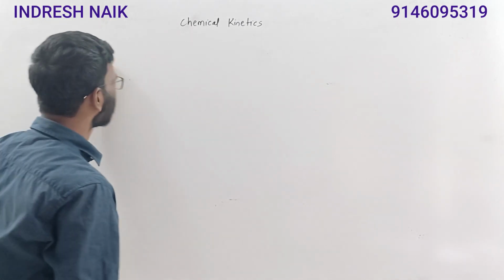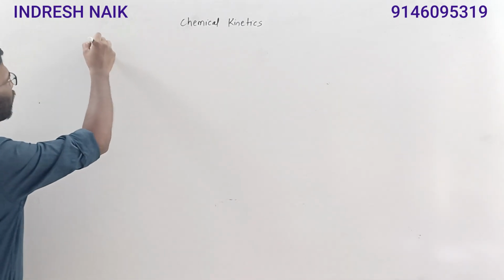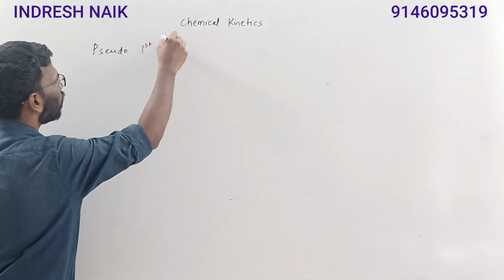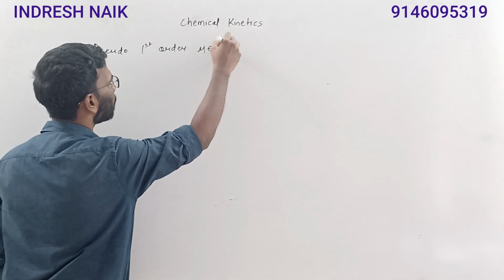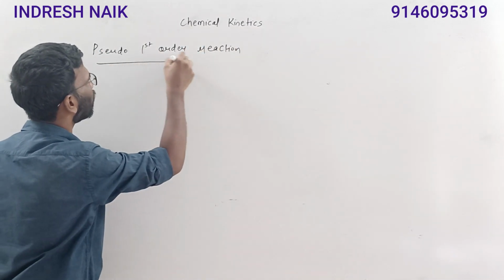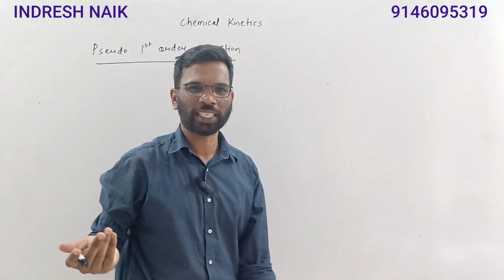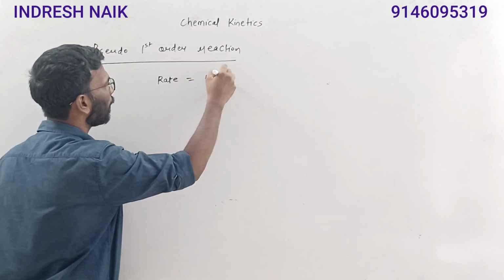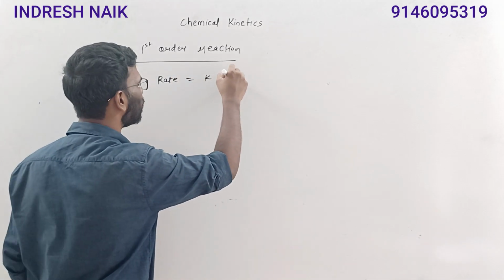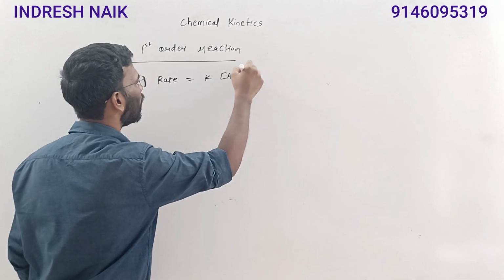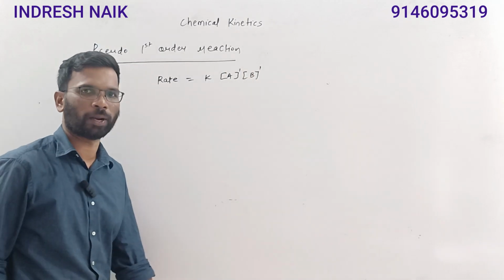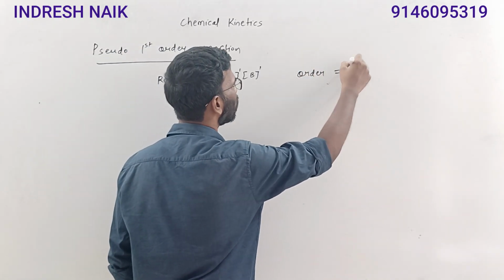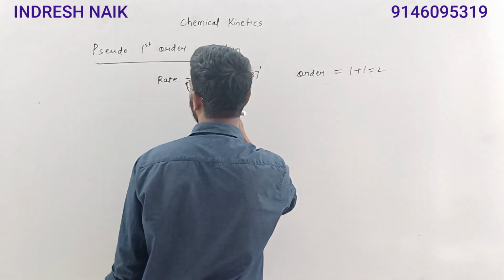Next topic which I am going to discuss over here is a pseudo first order reaction. See, when this happens, let's say there are 2 reactants. Basically, what is the order? We'll write this: rate is equal to k, and let's say there are 2 reactants, A and B. Let's say this is first order, this is also first order. What is the order of this reaction? The order of this reaction will be 1 plus 1, which is equal to 2.